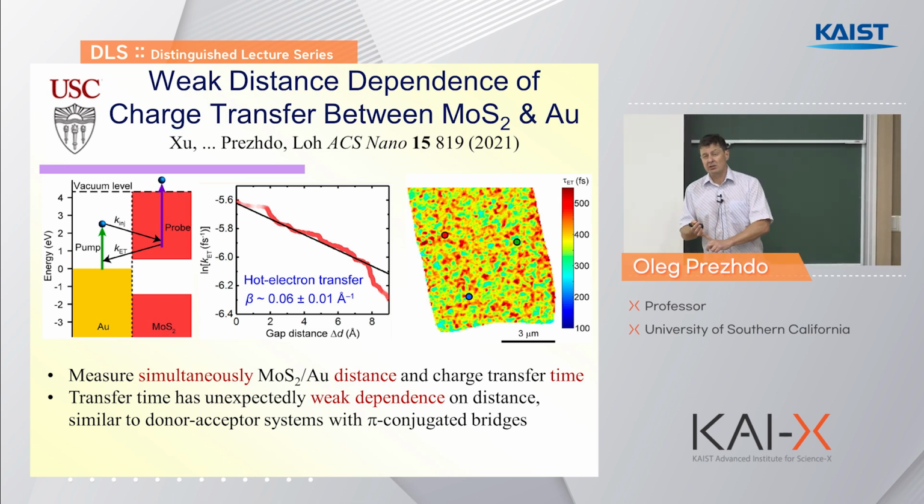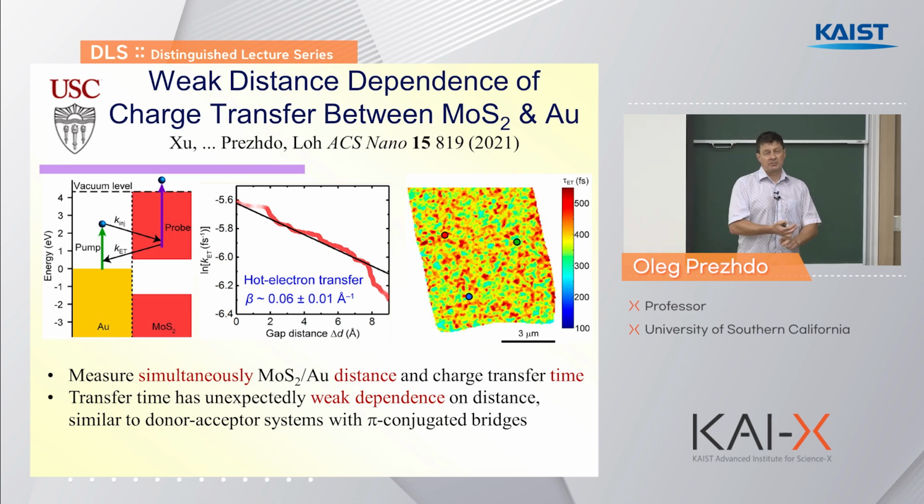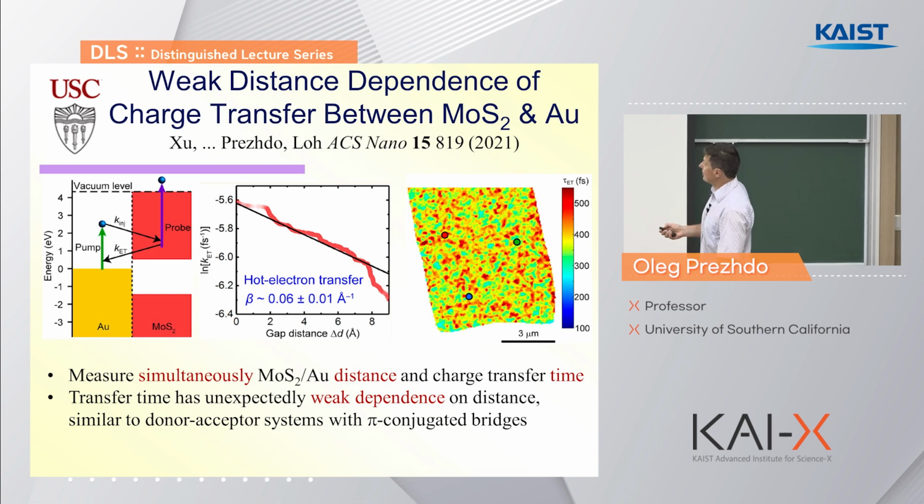He could measure location, time scales, and distance. So what happens in this case, he excites electrons in gold. And then he could measure charge transfer from gold into this 2D material, MoS2. So he could measure rate. And this is now rate. On the y-axis is rate in the middle.